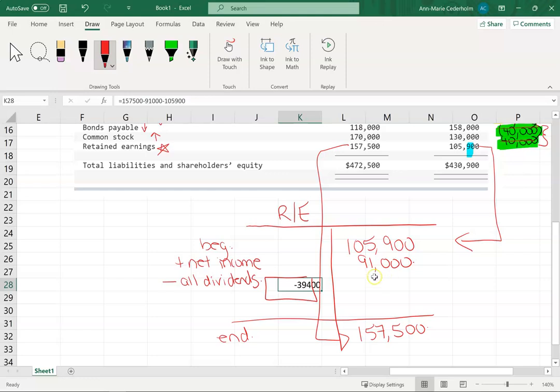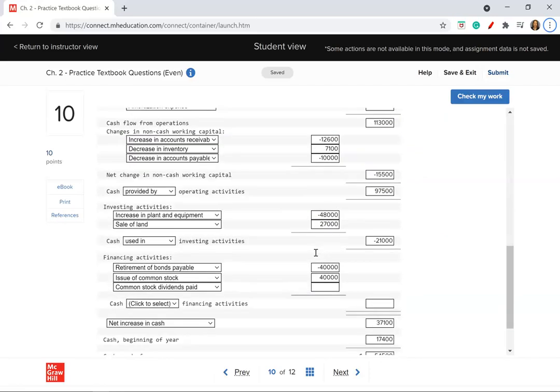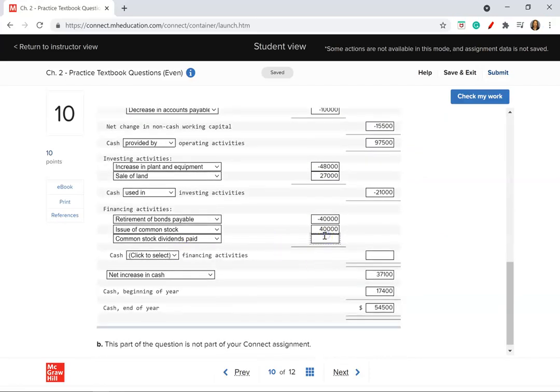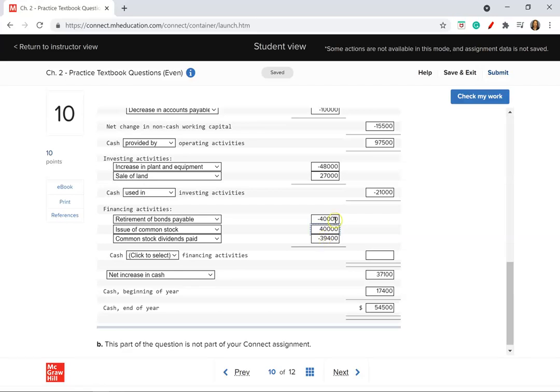So just double check your math. So if you do 105,900 plus 91,000 minus 39,400, that should give us our 157,500. So I'll go ahead and move that onto the cash flow statement. Minus 39,400, and those were my dividends paid. So now I'll add these together. Minus 40 plus 40 minus 39,400 equals minus 39,400.